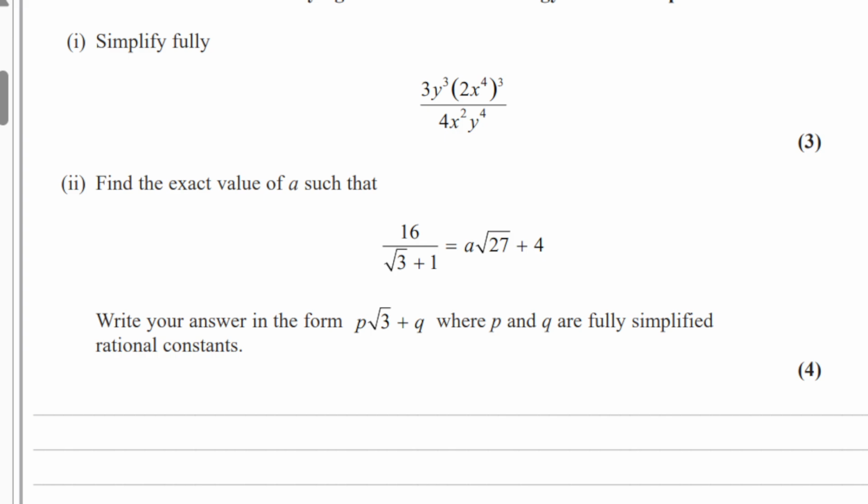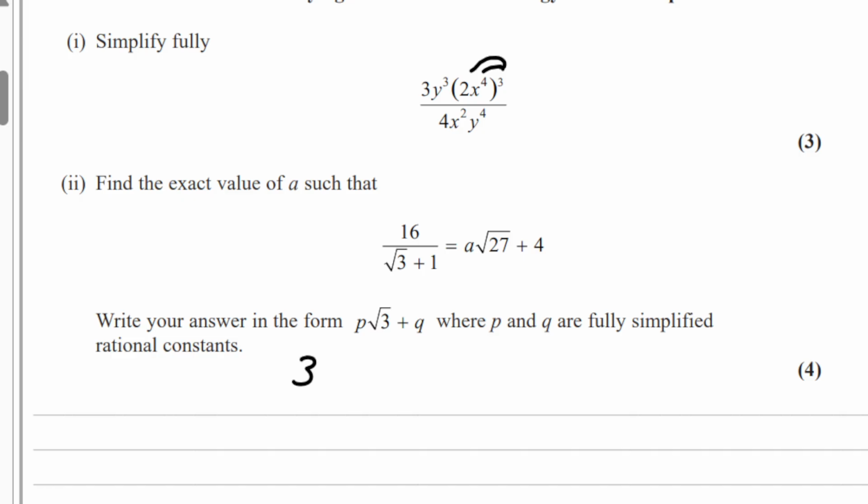Let's look at the first part here: 3y cubed, brackets 2x to the power of 4, brackets to the power of 3, over 4y, x squared y to the power of 4. So we need to simplify this. What I will first do is I'll just put this 3 inside here. So the question will look something like this.